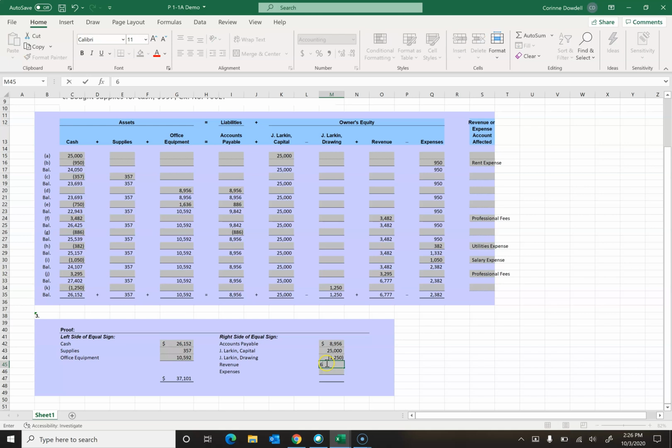Revenue, $6,777. And then expenses, again, enter as a negative. Because we're going to subtract to add, right? It's craziness. All right, then we can go ahead and auto sum, and fingers crossed, we balance at $37,101. Okay, so for problem 11B, you're going to have to do all of that.